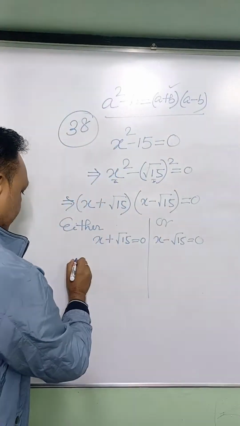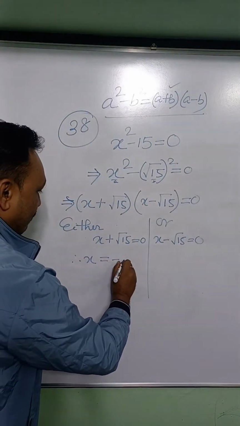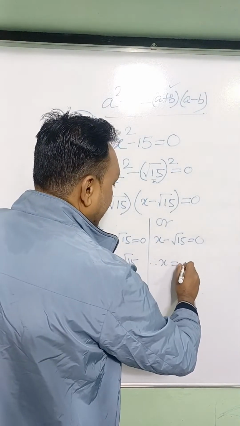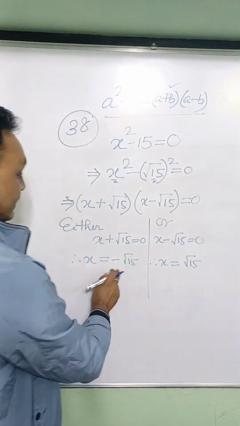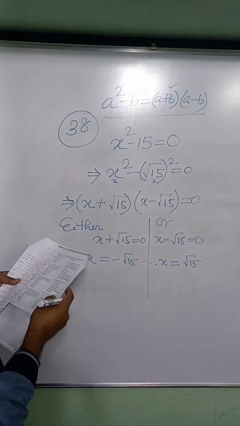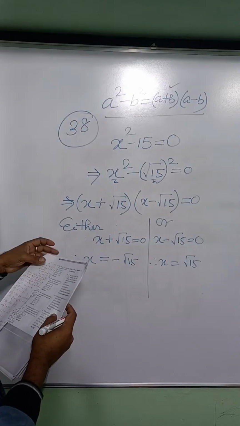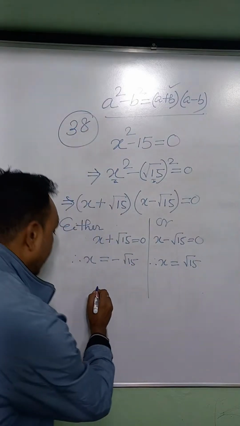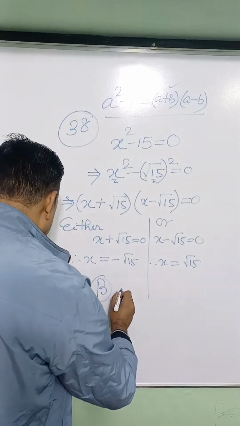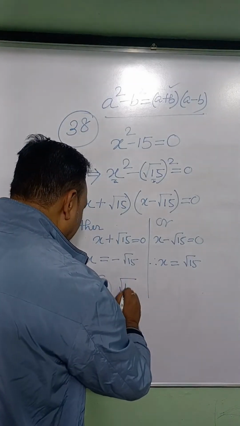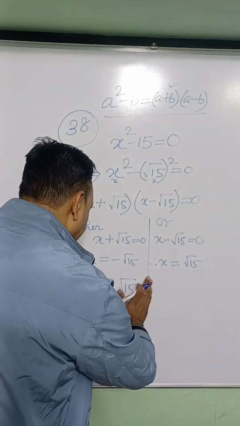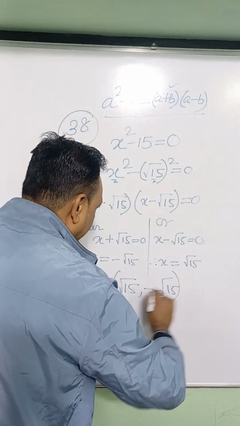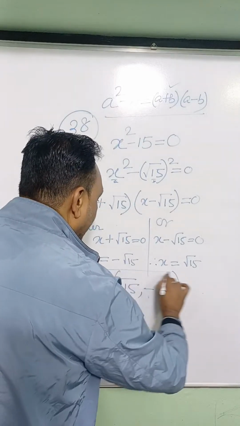By taking these conditions, what will be the value of x? x is minus root 15 here, and here, if we change the side, it will be plus root 15. So the answer is minus root 15 and plus root 15. Is the answer given? Yes, B is the correct answer. Option B, plus root 15 and minus root 15. That is the correct answer.